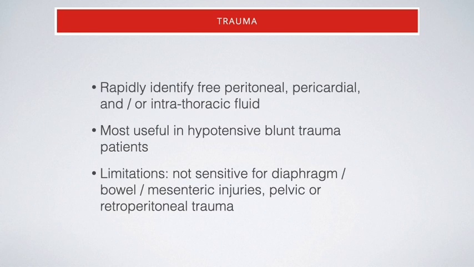Today we are going to be reviewing the FAST exam in trauma. The purpose of the FAST exam is to rapidly identify free peritoneal, pericardial, and/or intrathoracic fluid. It is most useful in victims of blunt trauma, especially in the setting of hypertension or unstable vital signs. Remember that the FAST exam is not particularly sensitive for diaphragm, bowel or mesenteric injuries, pelvic trauma, or retroperitoneal bleeding.